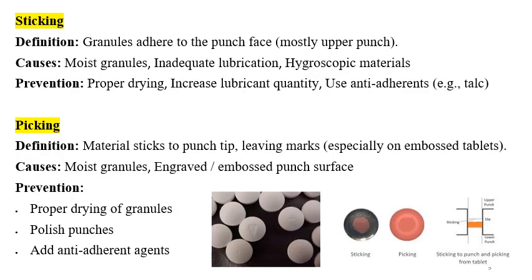Then sticking and picking. So sticking means granules adhere to the punch surface, mostly onto the upper punch. And picking means material sticks to the punch tip, leaving marks, especially on the embossed tablets. Embossed tablet means the tablet punch tooling will have embossing and the tablet will have debossing.